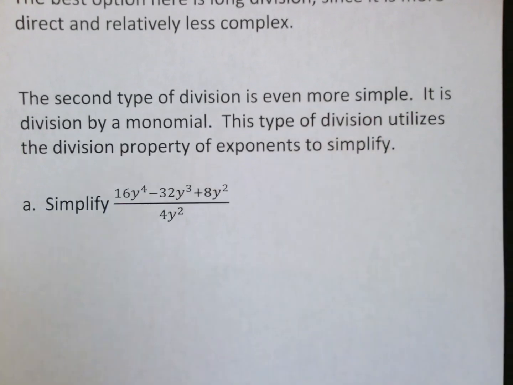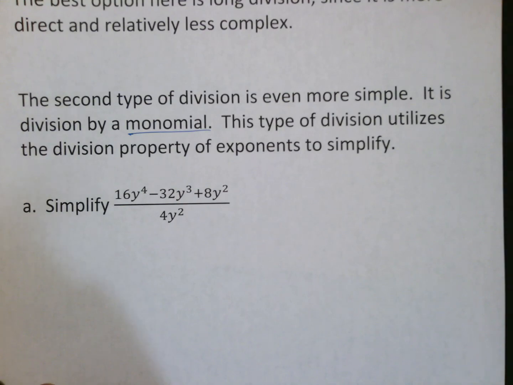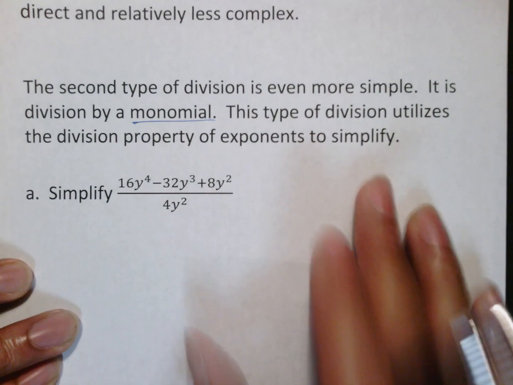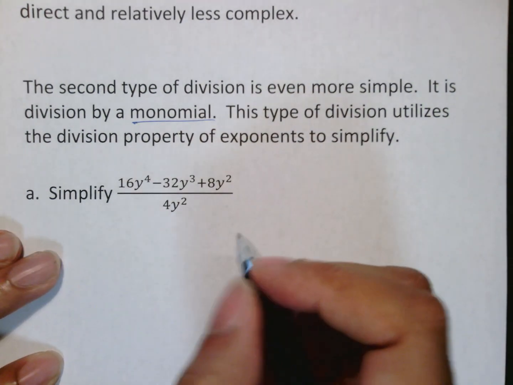The second type of division we're talking about today, which gives us 3 different types, is even more simple. It's just division by a monomial. Remember that a monomial is one term. This utilizes the division property of exponents to simplify, and I am going to write it out the way that you would actually view it whenever you do it. However you get to the answer, just make sure you go safely.